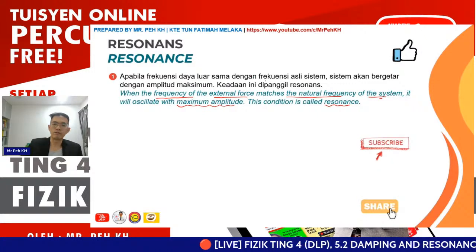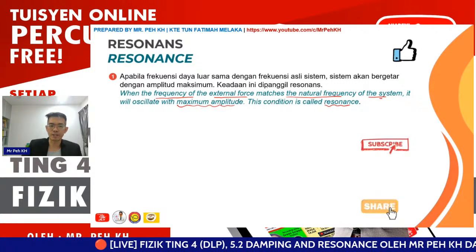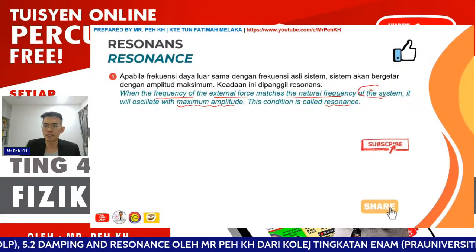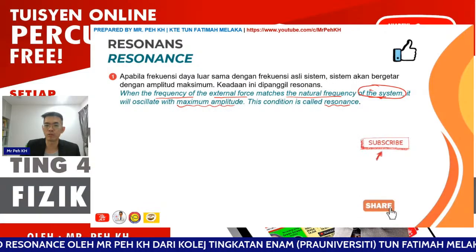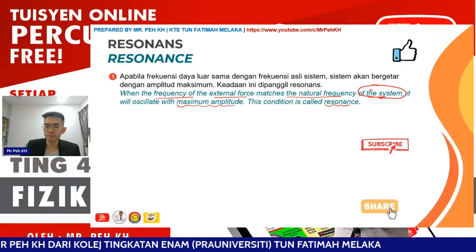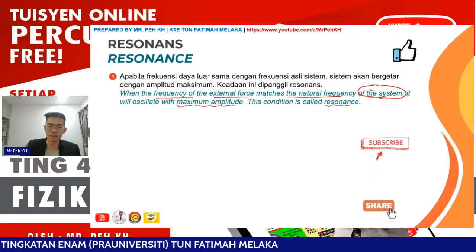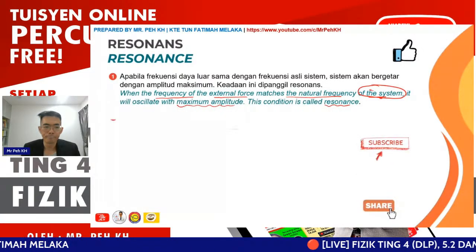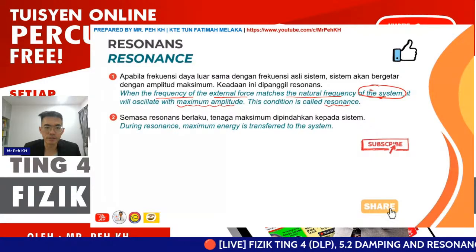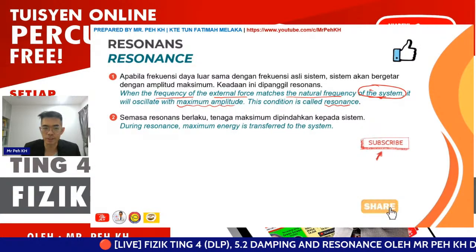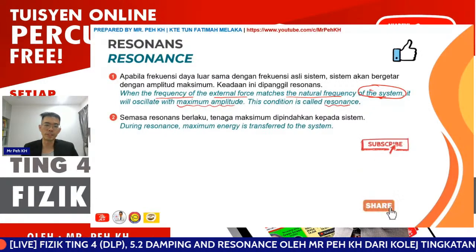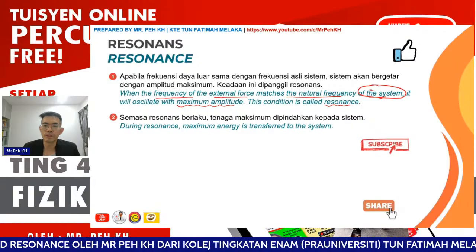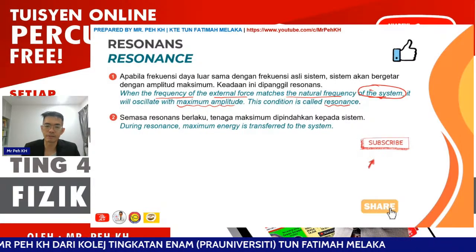Okay, so if the natural frequency of the system is the same as the frequency given by the external force, the system itself will oscillate at the maximum amplitude, without directly being given the external force. In this condition, we know it as resonance. So during resonance, maximum energy is transferred to the system. That's why the system will oscillate at the maximum amplitude if the system achieves the condition we know as resonance.